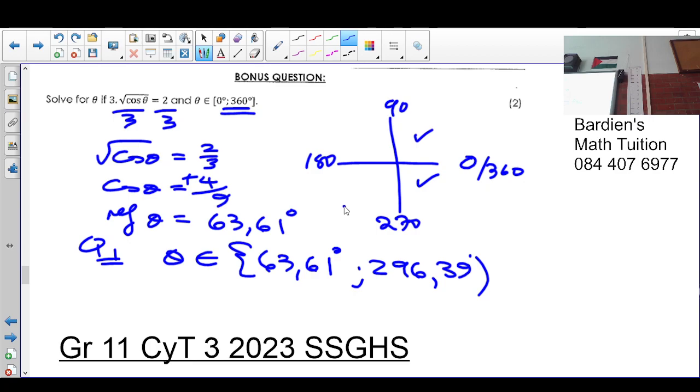According to the memo, theta is only 63.61. It's supposed to have been the solution here as well. No? Because if you look at the restricted domain, it's from 0 to 360. So that should have been a solution as well. But because it's 2 marks, I think she gave you 1 mark. You got this here out, and 1 mark. You got that out. Okay.